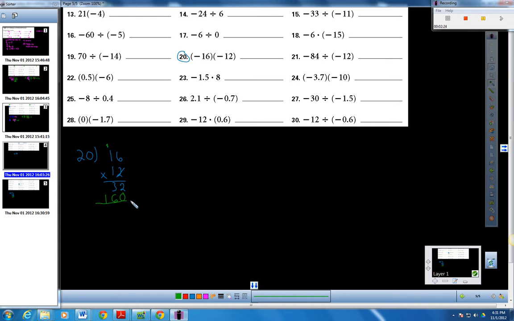Now I'm going to go ahead and take the sum of those two values. 2 plus 0, 6 plus 3, and 1 plus 0. That gives me a final product of 192. Now we're going to look at this a different way. I'm going to use orange here to show this a different way.